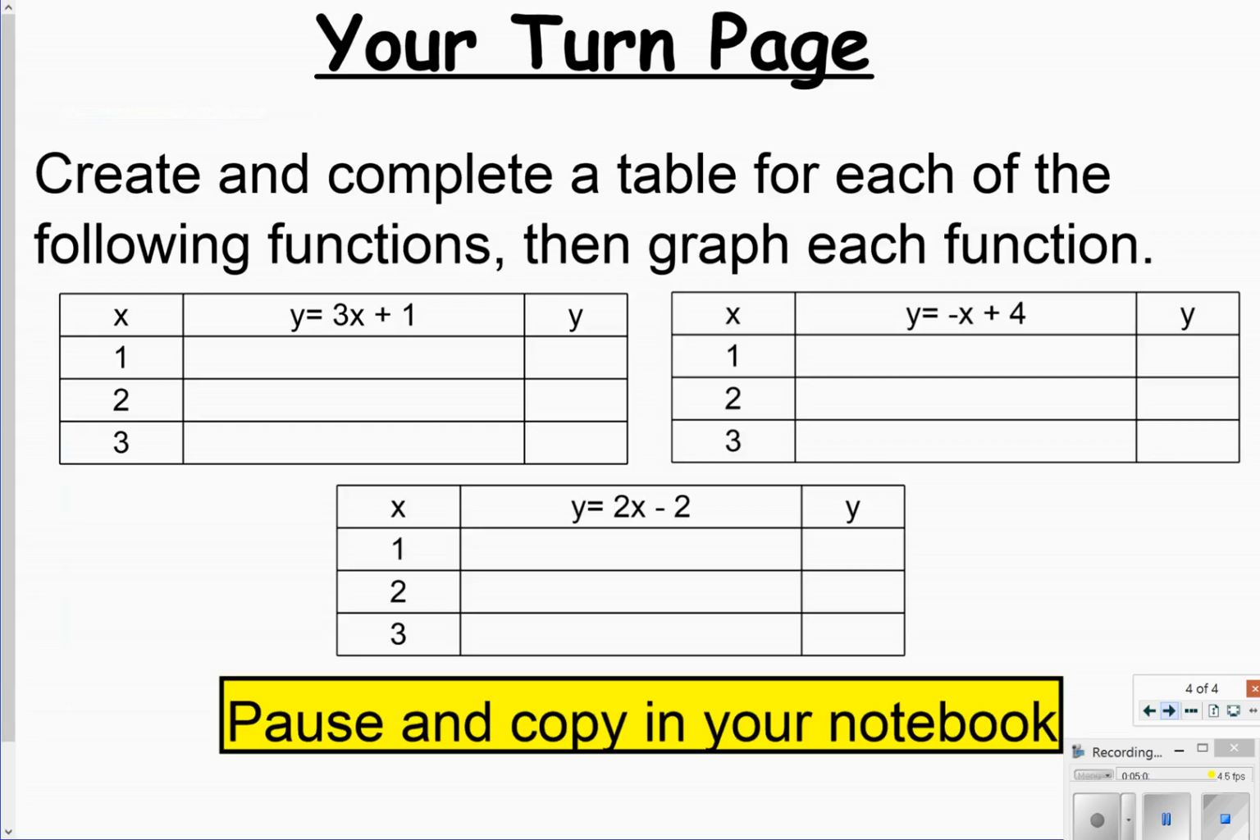Great. Well, for the Your Turn page tonight, I want you to go ahead and create these tables on your graphing paper and complete the table to figure out what the ordered pairs are. Then I want you to graph each function onto your graph.